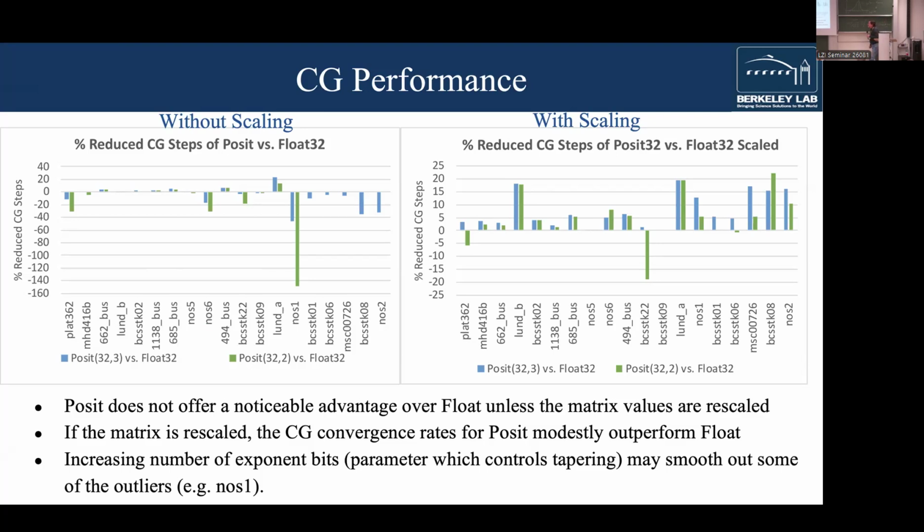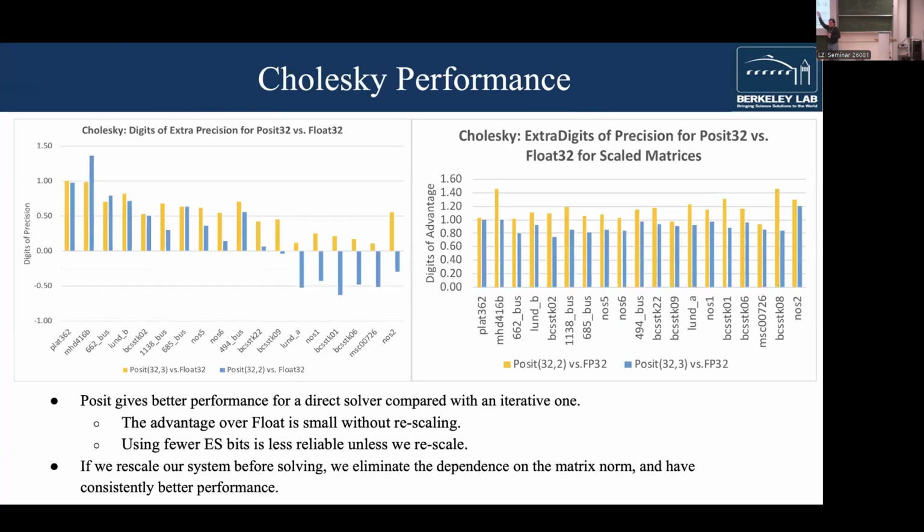And so you see here, it's kind of a wash whether the posit offers an advantage. If it goes below, then the posit does not offer an advantage, and if it goes above, it does offer an advantage. We see more of an advantage from the posits when you rescale them to be in that golden zone for CG. And this is by the number of CG steps. If we look at Cholesky, it's a little bit better. Again, unscaled for good condition numbers, it looks a little bit better.